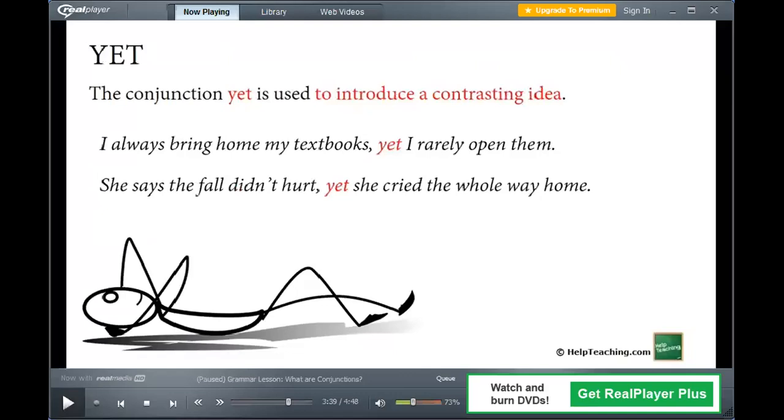Yes, somebody fell down and the person says, it's okay, I'm fine. But while she was going home, she cried. That's the contrasting idea, even though she said she didn't feel anything, the hurt.